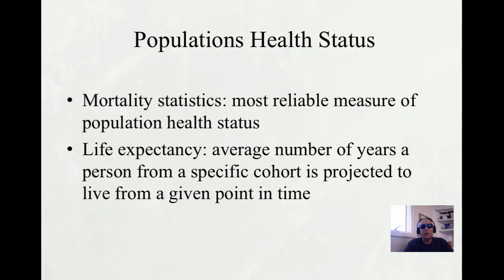Population health statistics. Mortality statistics are the most reliable measure of population health status. Life expectancy is the average number of years each person from a specific cohort is projected to live. These two are very much used for the status of a population. For example, we know life expectancy among men and women has increased dramatically, particularly due to technology, the social environment, and the availability of healthcare services. We also look at mortality, for example, individuals who die from a specific disease, such as the cancer mortality rate, so we understand how we can prevent prostate cancer and breast cancer in the future.